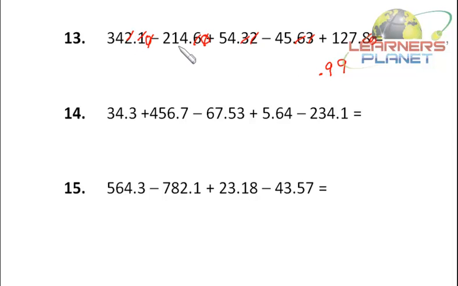So 2 minus 1, 1, minus 4 minus 3, minus 3 plus 4 is 1, 1 minus 5 minus 4, minus 4 plus 7 will be 3. Similarly, 4 minus 1 3, plus 5 8, minus 4 4, plus 2 6. Now 3 minus 2 1, and plus 1 2. So what is the final answer is 263.99.